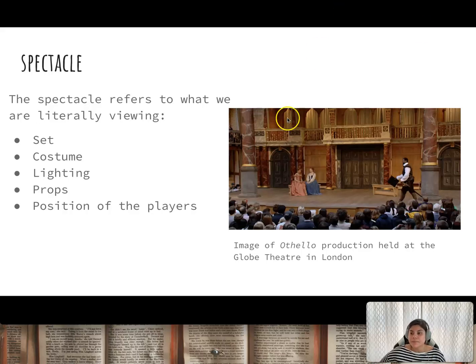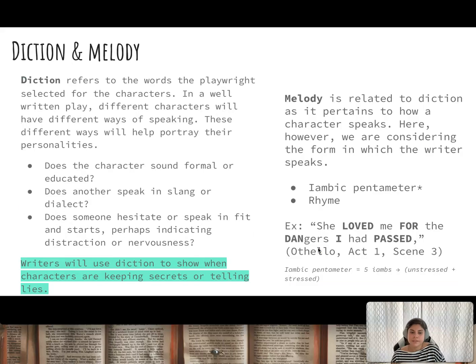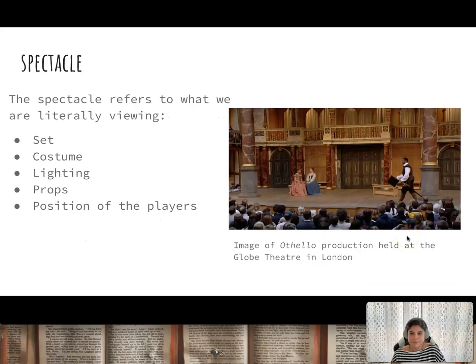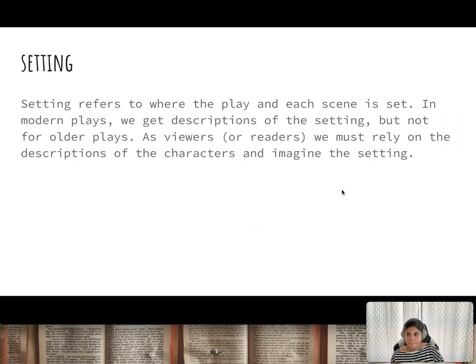All right. Next, we have spectacle. This refers really to everything that we see on the stage, whether that's set design, lighting, costumes, props, actor movement, positioning, etc. And we have an image of a production of Othello that was held at the Globe Theatre in London. As we see, it's a very simple wooden stage. It shows how spectacle can really be powerful, even without high-tech effects, because you have to remember, at least for this specific production, they set it in the time that it was supposed to take place.